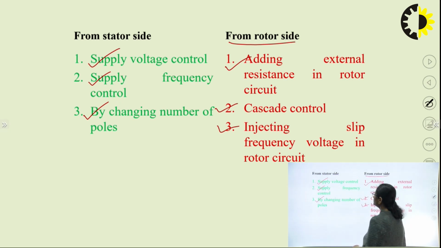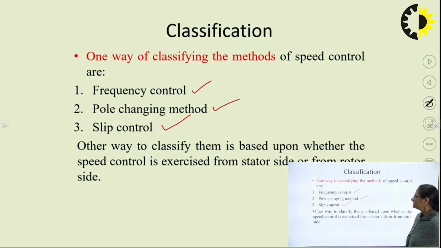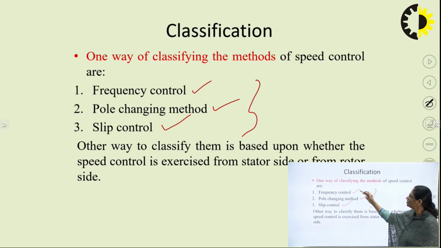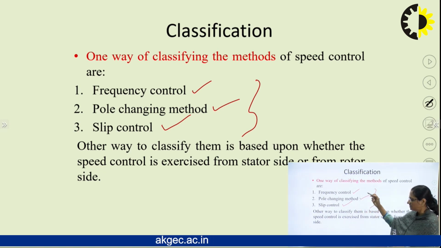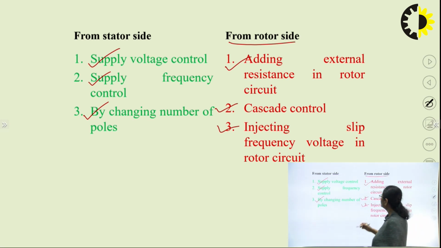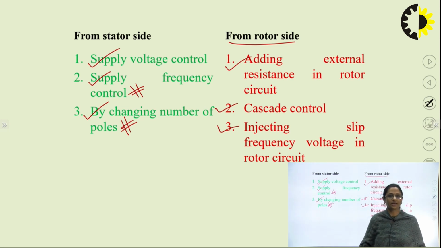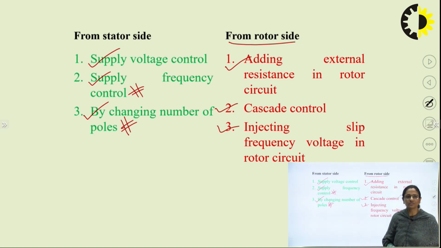Now let us come back to the previous slide. I have mentioned here that various methods of speed control are frequency control, pole changing method, and slip control. Let us compare these methods with the methods mentioned over here. Frequency control appears here, and changing the number of poles appears here. The rest of the methods are actually methods of slip control of three-phase induction motor.